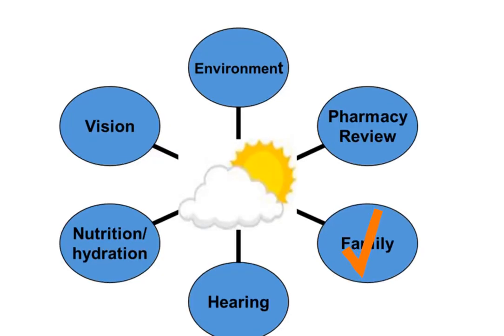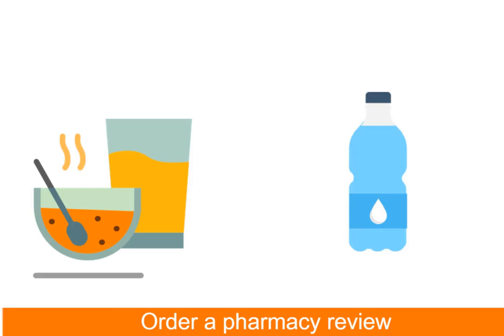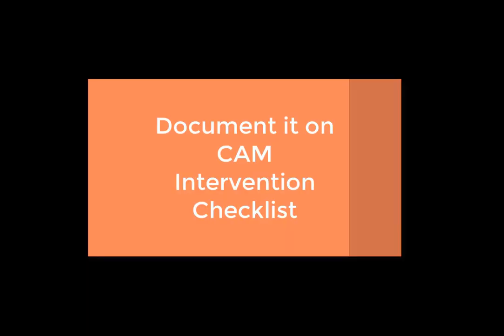So, having taken care of hearing, vision and environment, Abby uses the delirium management pathway flowchart to check what other interventions can be put in place. Next, she looks at John's nutrition and hydration by encouraging oral intake and commencing fluid balance. She also requests a referral to a dietitian because of John's type 2 diabetes. And because John scored 3 of the 4 features, a pharmacy review is ordered. And all of this is documented on the Confusion Assessment Method Intervention Checklist.